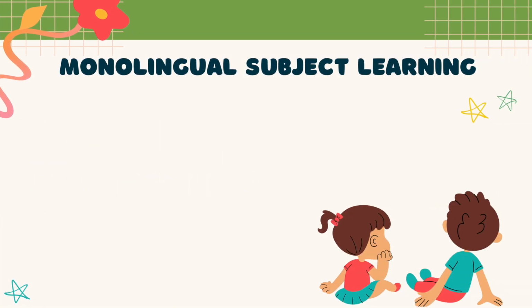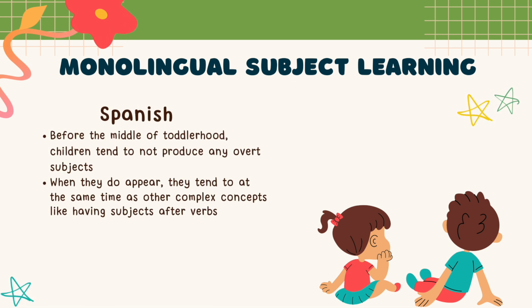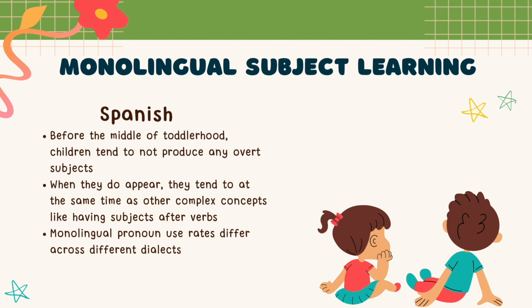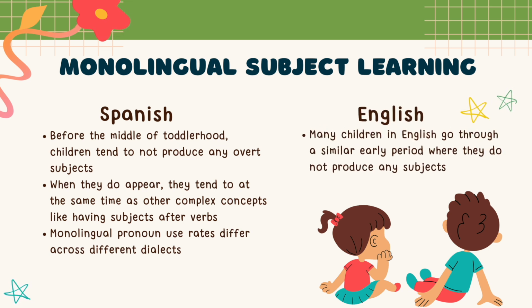In order to analyze bilingual subject learning, we will first look at monolingual subject learning. In Spanish, before the middle of toddlerhood, children tend to not produce any overt subjects. When overt subjects do appear, they tend to do so at the same time as other more complicated language concepts. Pronoun rates also tend to vary among monolinguals from different dialects. Even though English is a language that requires pronouns, many children in English go through a similar early period to Spanish children, where they do not produce any subjects.